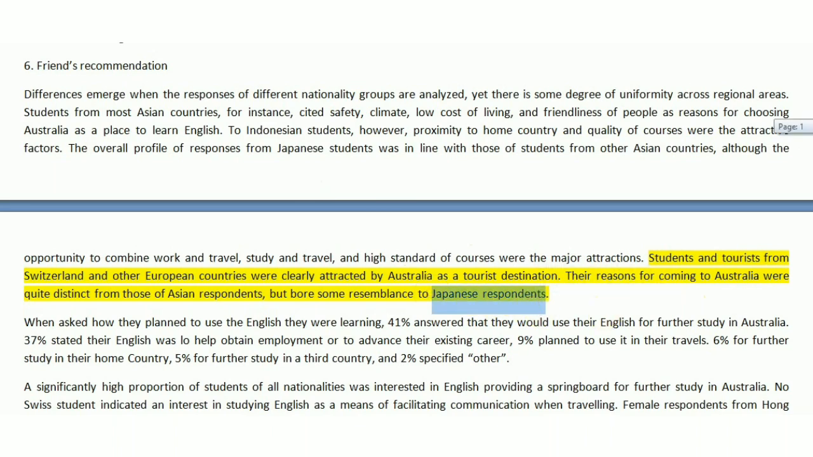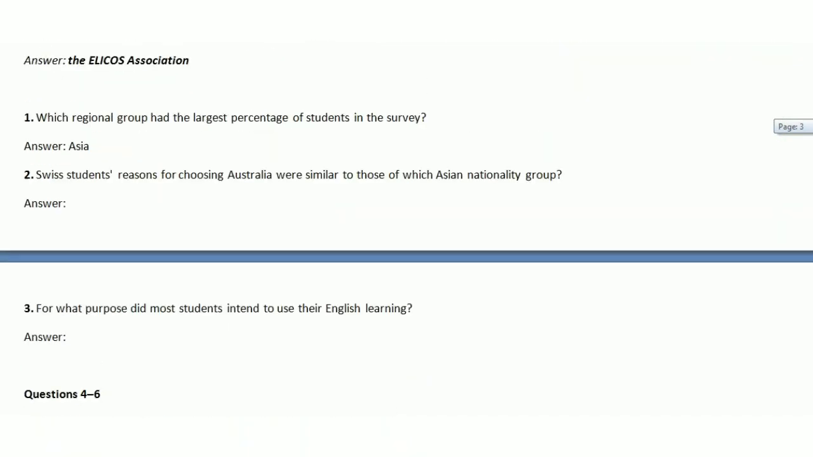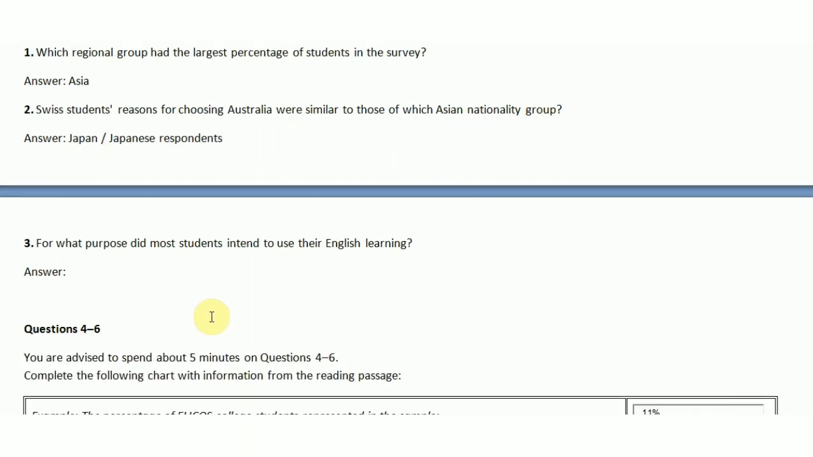So let's write it down. Since they have asked which Asian nationality group, we can also write Japan, or if you want to write as it is written in the passage, then the answer must be Japanese respondents. Okay, so we have done two questions, and now here comes the third.